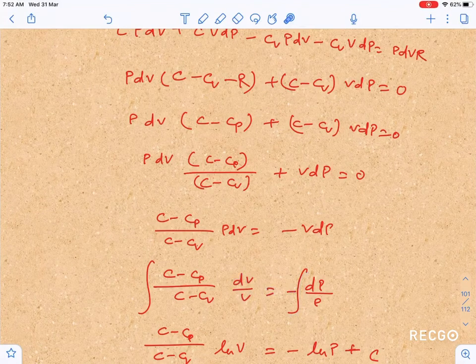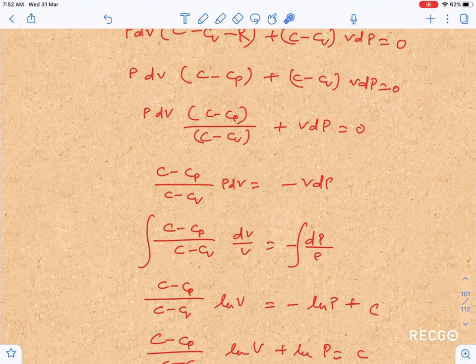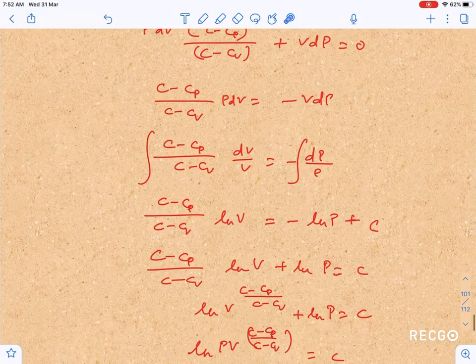You know that on integrating both sides, the integration of dx by x is ln x, guys. Integration of dx by x is ln x. So this is a constant term, taking out ln V, and this is minus ln P plus some constant. You can take this constant also in terms of log, you can also write c is equal to ln of some constant, but I have taken c here only. So when you take this term from right side to left, this becomes plus ln P.